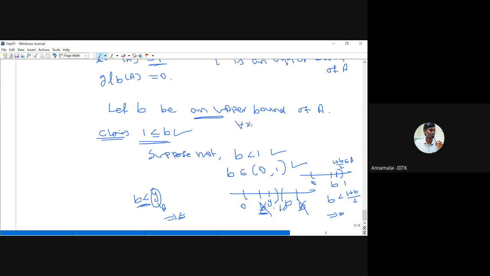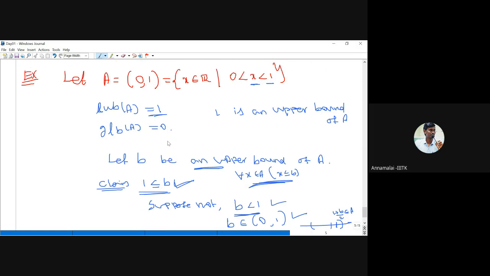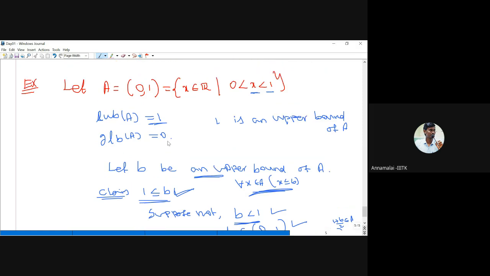So that means if you take any element x in A, x should be less than or equal to b. But I am taking this particular element 1 plus b by 2, which is bigger than b, which contradicts the definition that b is an upper bound. Therefore our supposition is wrong. Therefore we prove that 1 is the least upper bound. Got it? Similarly, we have to prove that 0 is the greatest lower bound.